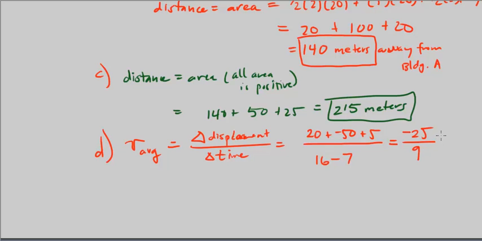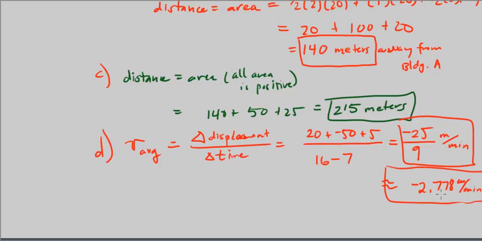And so we can leave that as, and remember, we're in meters per minute. So that's exact. Or if we approximate with our calculator, I get negative 2.778 meters per minute. Okay, so either one, and if we approximate, make sure we go to the third digit after the decimal. Okay, so that's the average velocity between 7 and 16 minutes. Okay, so that's going to end our review of number 4 on the Chapter 1 exam.